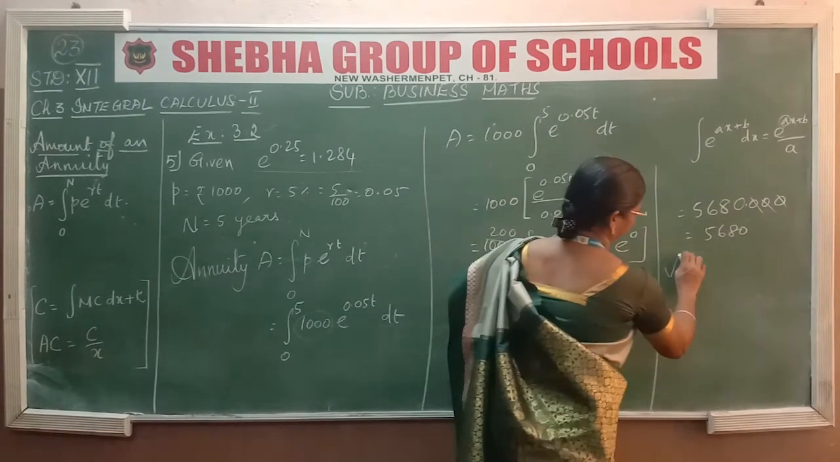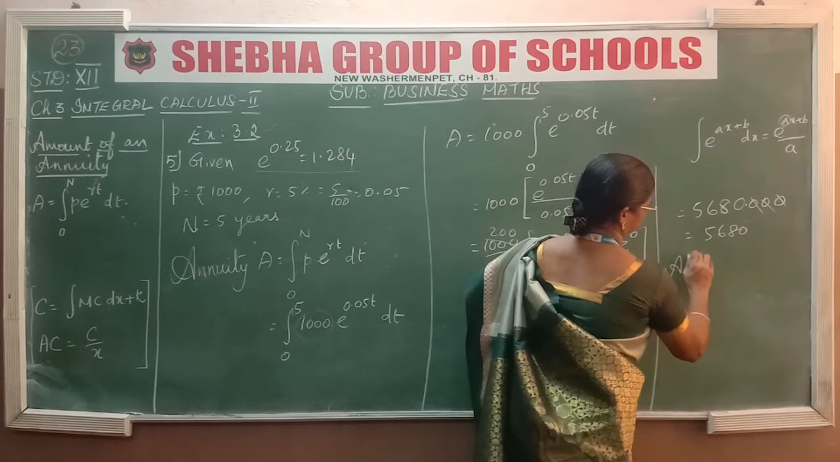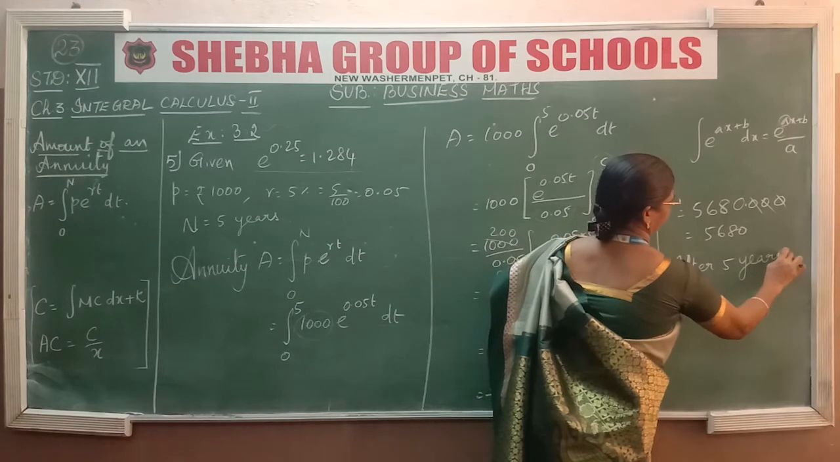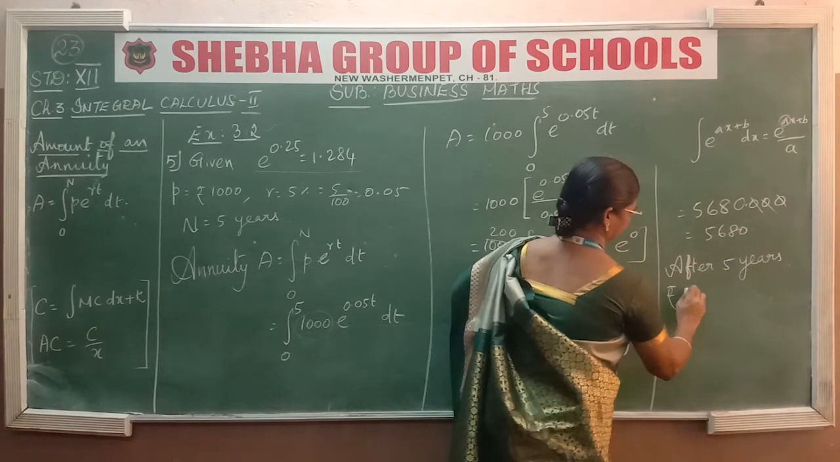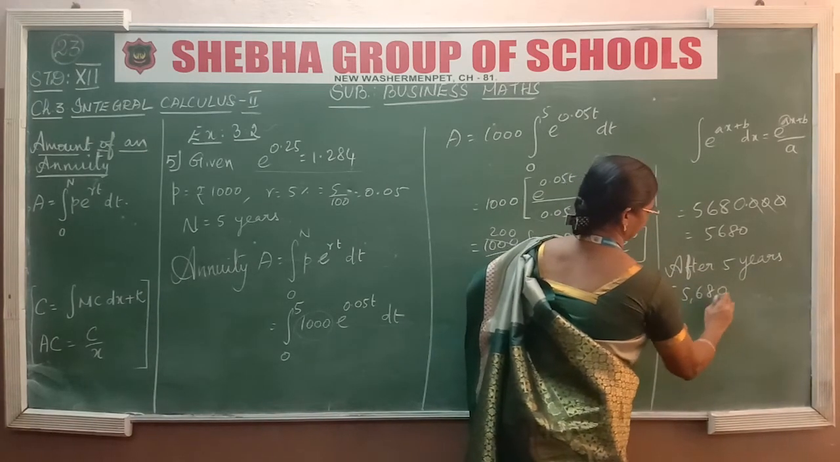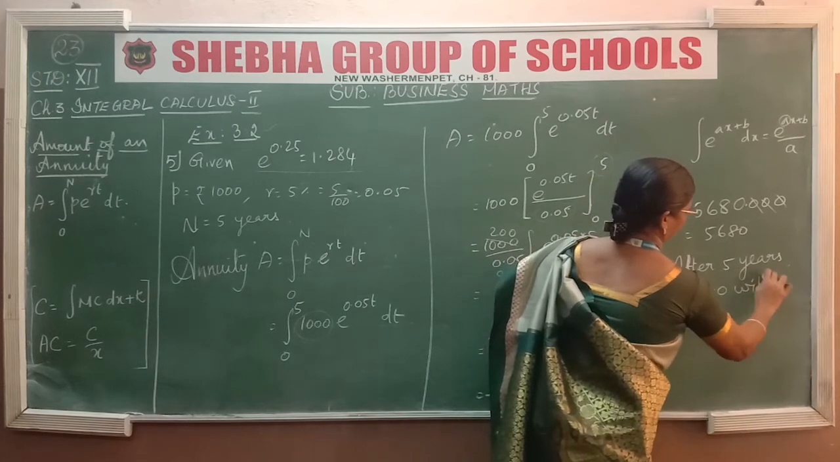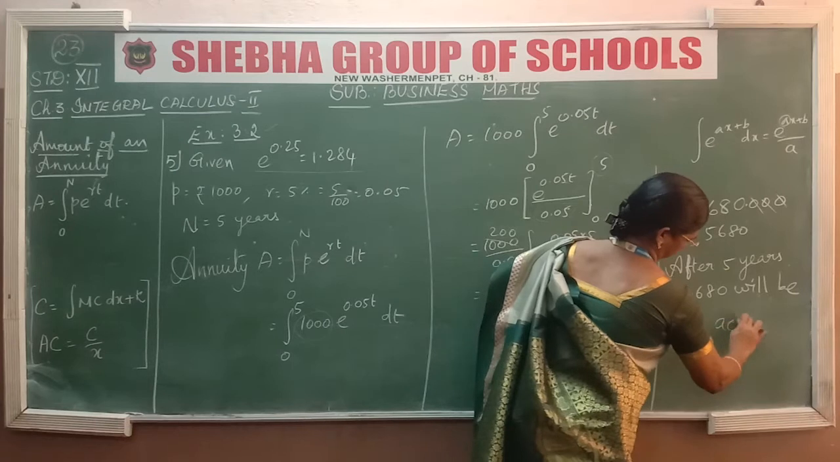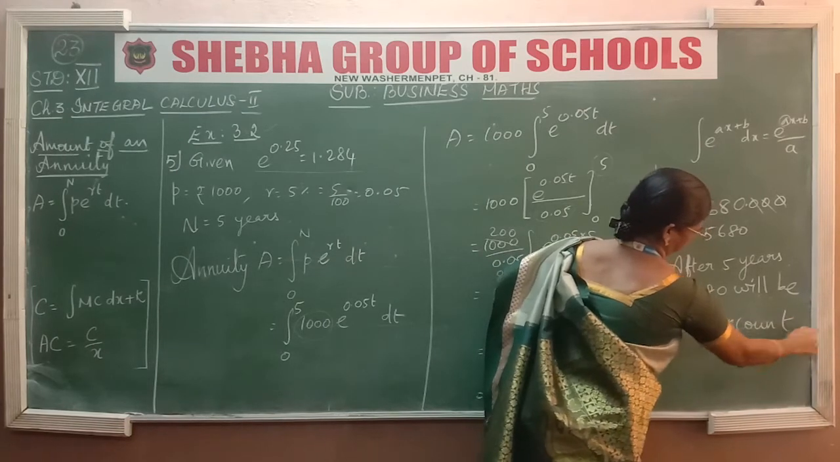So after 5 years, rupees 5,680 will be in the account. Understood?